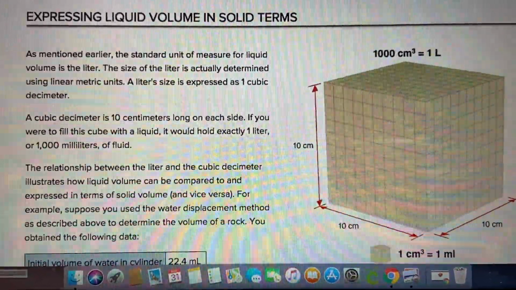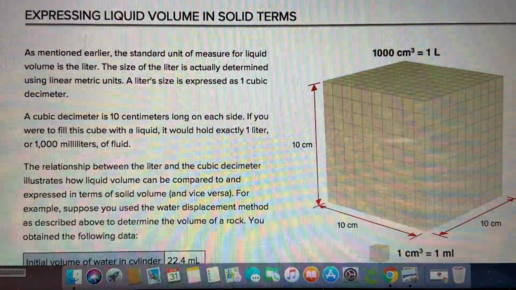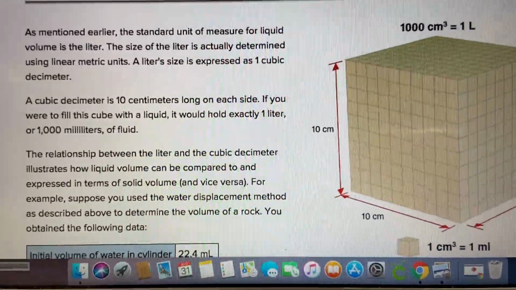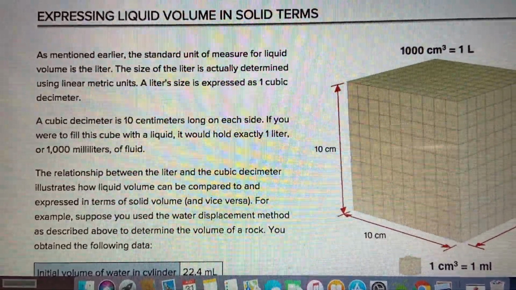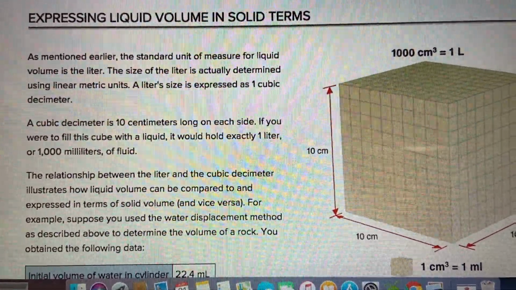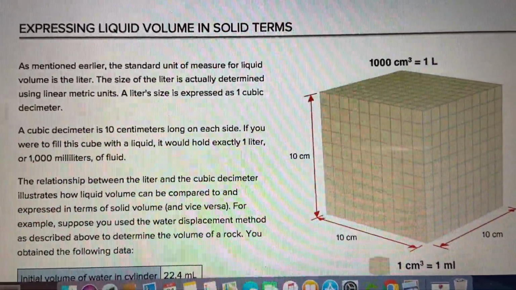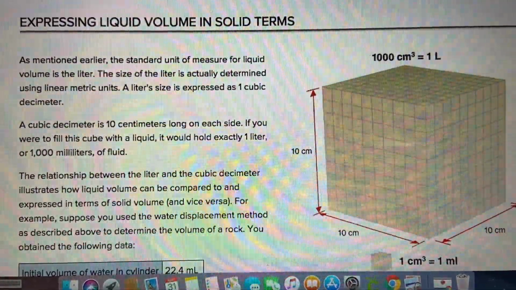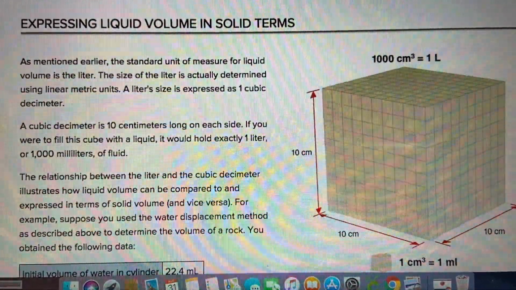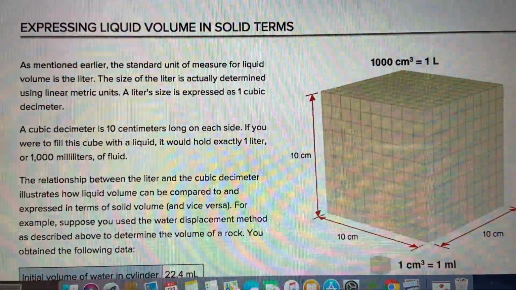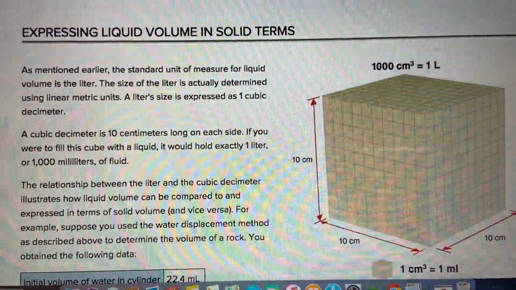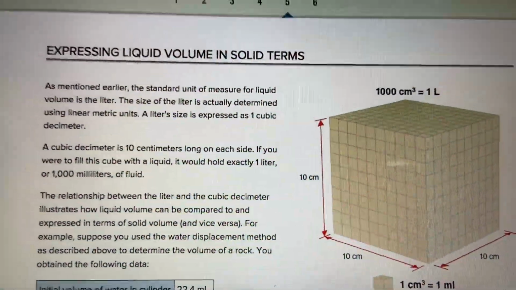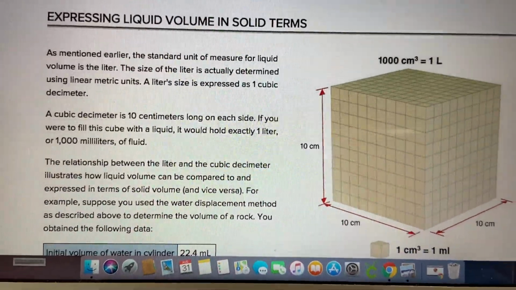A cubic decimeter is 10 centimeters long on each side. If you were to fill this cube over here with a liquid, it would hold exactly 1 liter or 1,000 milliliters of fluid. The relationship between the liter and the cubic decimeter illustrates how liquid volume can be compared to and expressed in terms of solid volume, and vice versa. For example, suppose you use the water displacement method as described above to determine the volume of a rock. You obtained the following data.